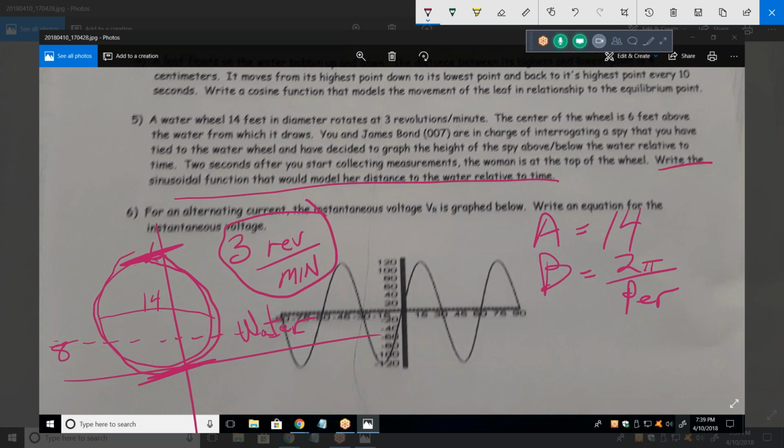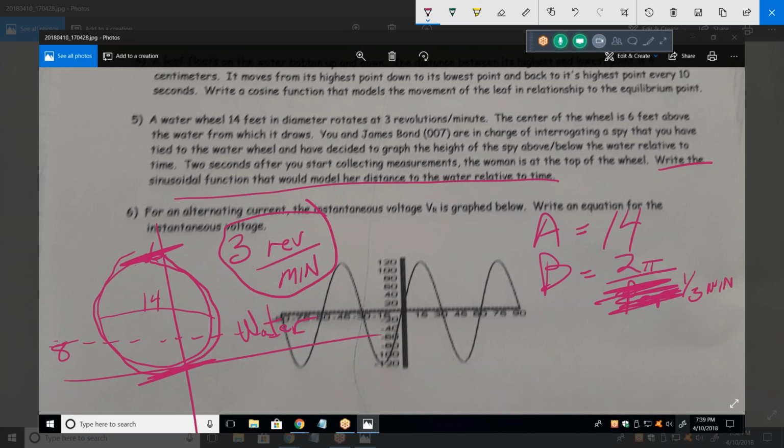So how long does it take to make 1 revolution? If I'm making 3 revolutions per minute, that's 3 revolutions per 60 seconds. How long does it take to make 1 revolution? 20 seconds. Okay. Only instead of using 20 seconds, I'm going to use 1/3 of a minute.